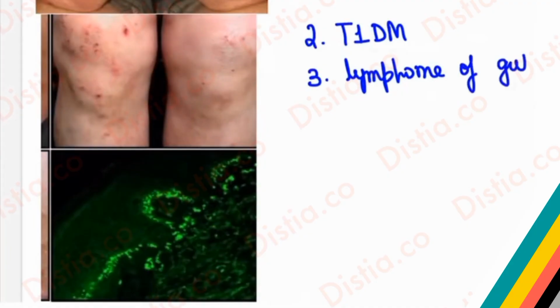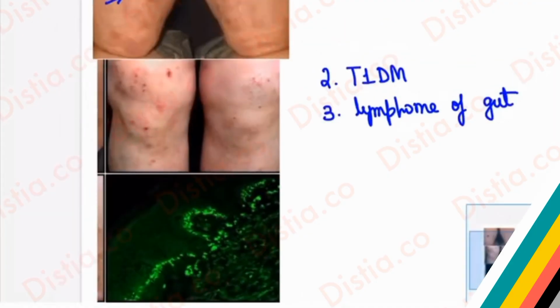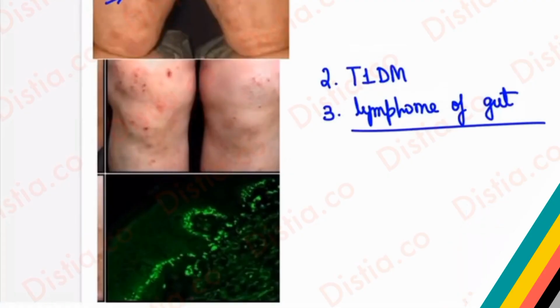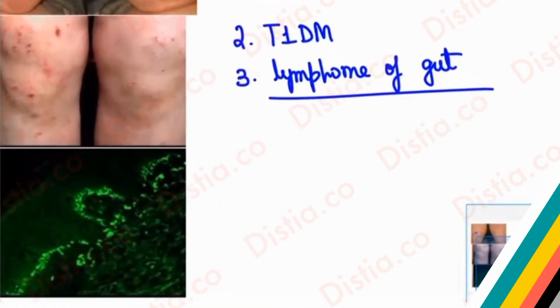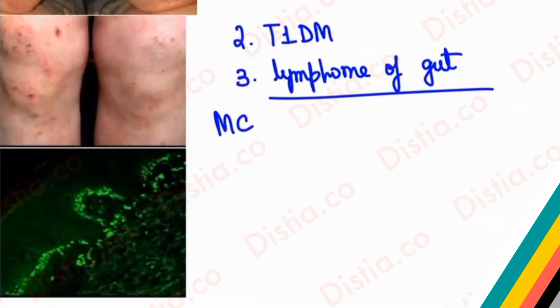You see, these kids can also have chances of development of GI cancer, and the GI cancer that develops is not adenocarcinoma, it is lymphoma of the gut. In fact, why is it so important?